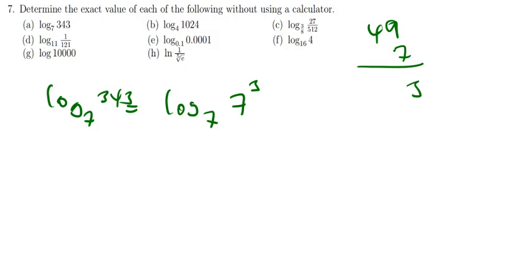We know that the property of log allows us to shift the power to be in front. 3 log base 7 of 7. So this is going to give me 1. Therefore, the final answer will be 3. That's the exact value without using a calculator.